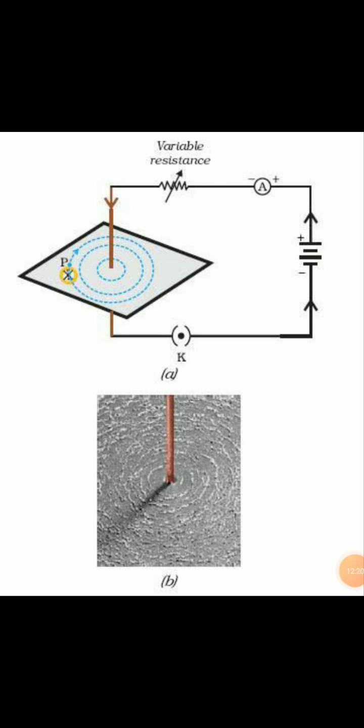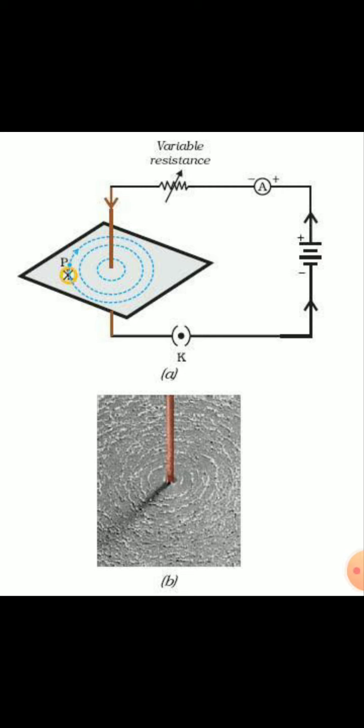Can you see what these concentric circles represent? I'm sure by now you all know that they represent magnetic field lines. We have learned this through this activity. If you want to find the direction of the magnetic field, how will you find it?